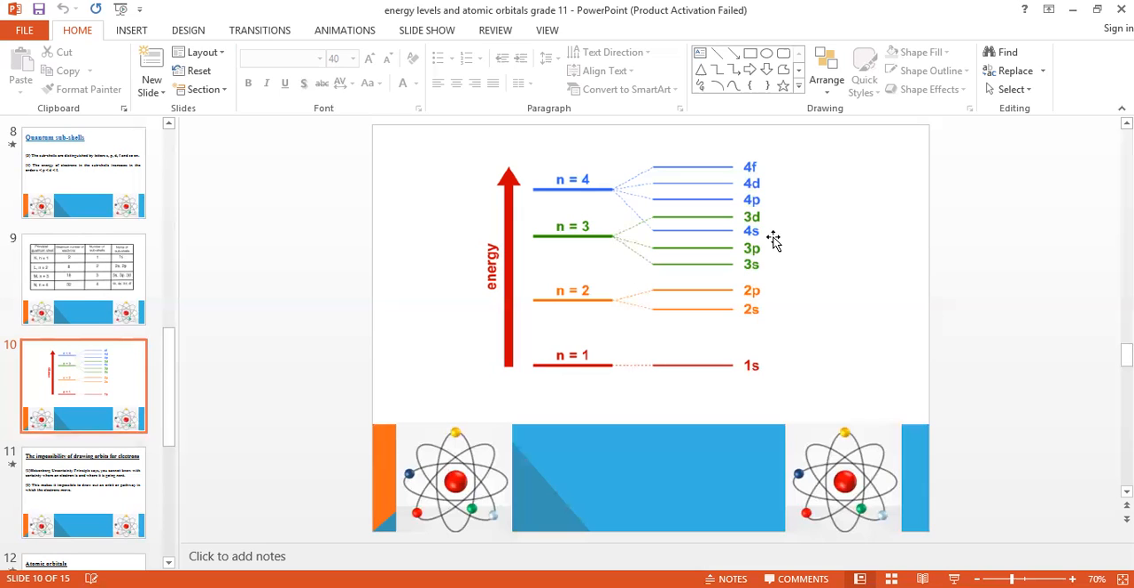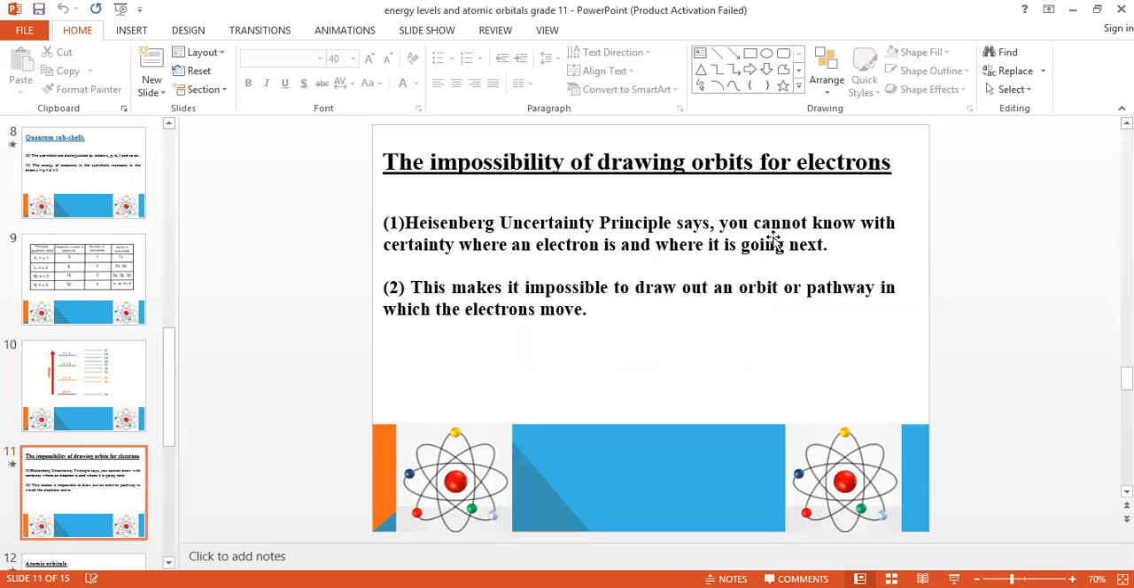When you use s, lowest energy. When you want to explain with reference to p, then more energy. Did you understand now? Yeah, close, no problem. Close.